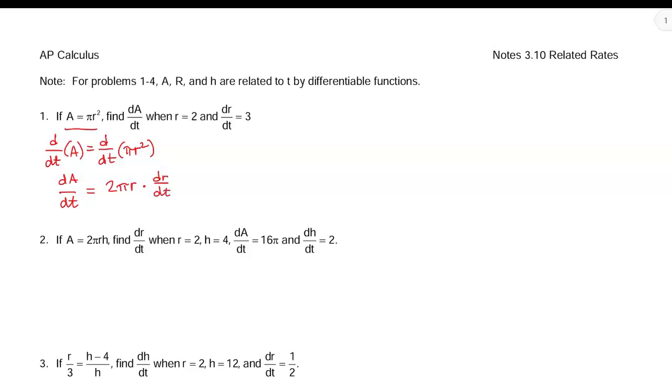So there's our derivative. Now we're being asked to find dA/dt when r is 2 and dr/dt is 3. In this example, that's pretty easy to do. So dA/dt will be 2 times pi, r is 2, and dr/dt is 3. So we get 12 pi.